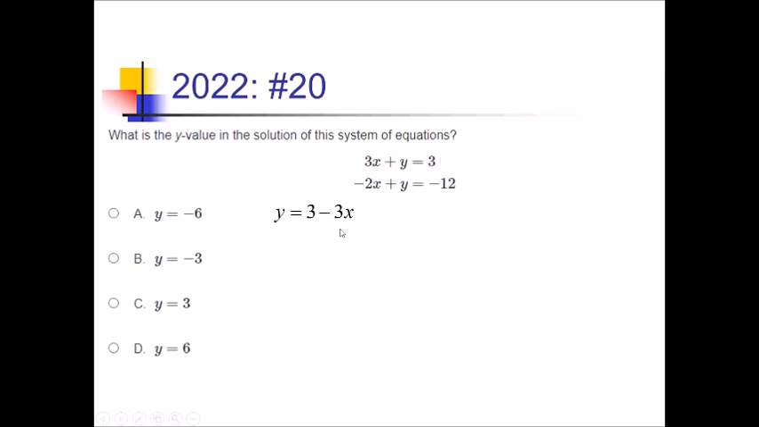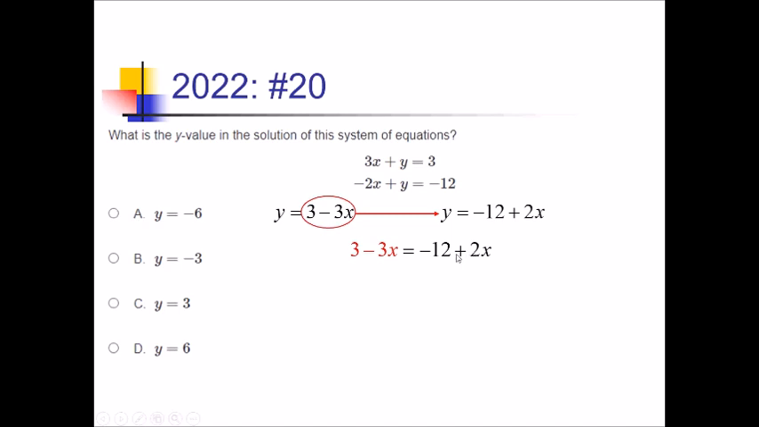Just to make my life a little bit easier, I don't have to, but I'm going to get y by itself in this other equation because I can. So I'll add 2x to both sides. That's 2x minus 12 over there, or negative 12 plus 2x, either way. Now wherever I see y, I can replace it with 3 minus 3x. So I'm going to replace the y over here with 3 minus 3x. That gives me a new equation: 3 minus 3x equals negative 12 plus 2x.